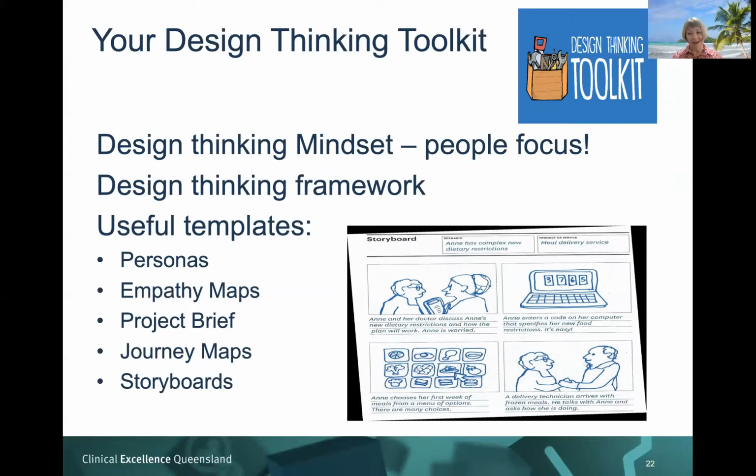The empathy map spells that all out. What do they see and think and feel? And really what bothers them? What are their sources of pain, as well as what they would really like to see? And journey maps are very important. I can't emphasize that enough.